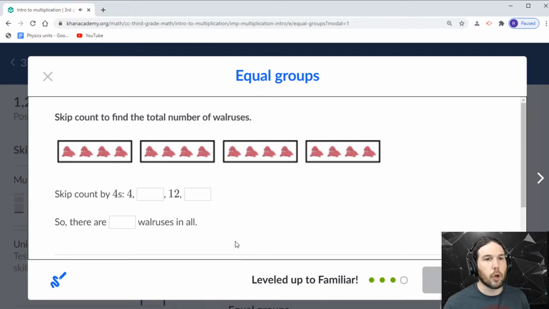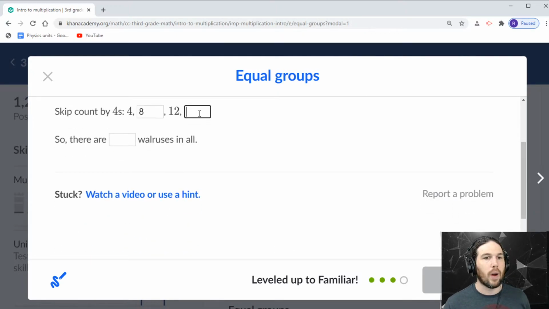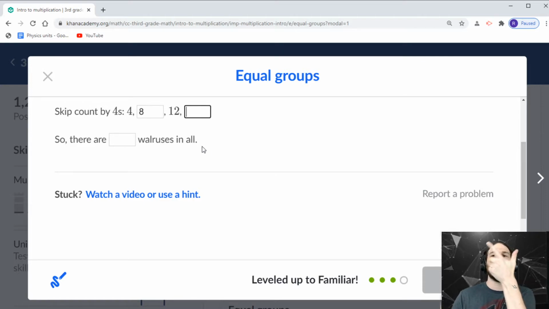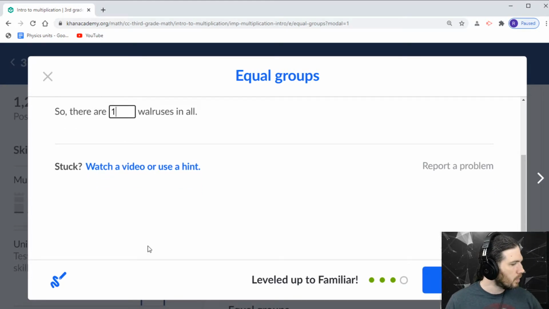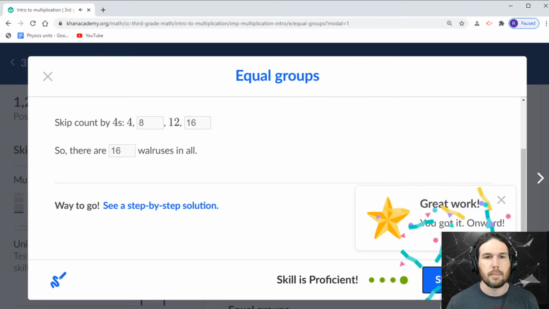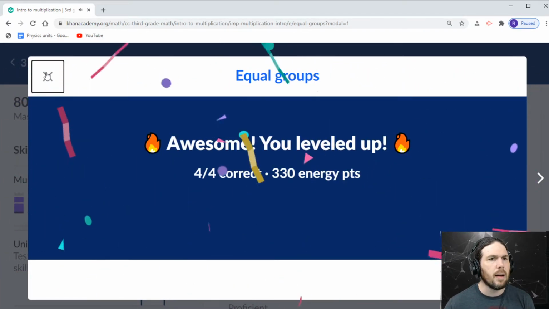Skip count to find the total number of walruses. I see 4 and then 8 and then 12 and then 13, 14, 15, 16. Use those fingers if you have to. Encourage your children and your students to use those fingers if they have to. That's literally what they are for. There are 16 walruses in all. And that's equal groups. Easy peasy. Moving on.